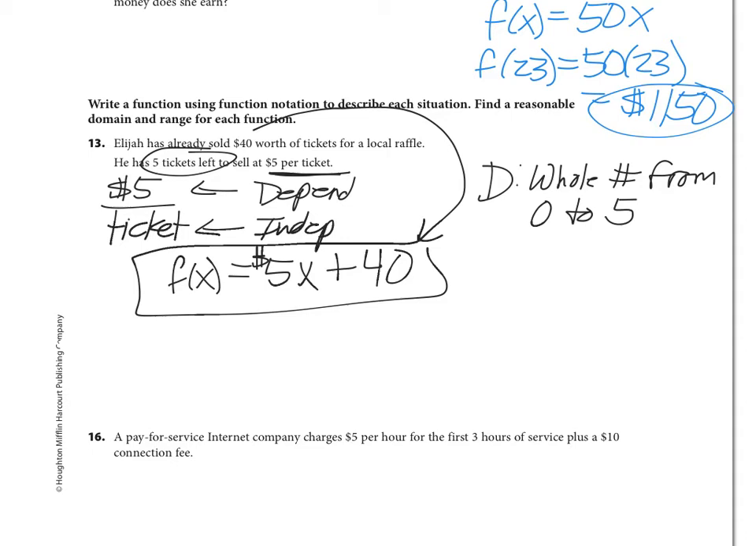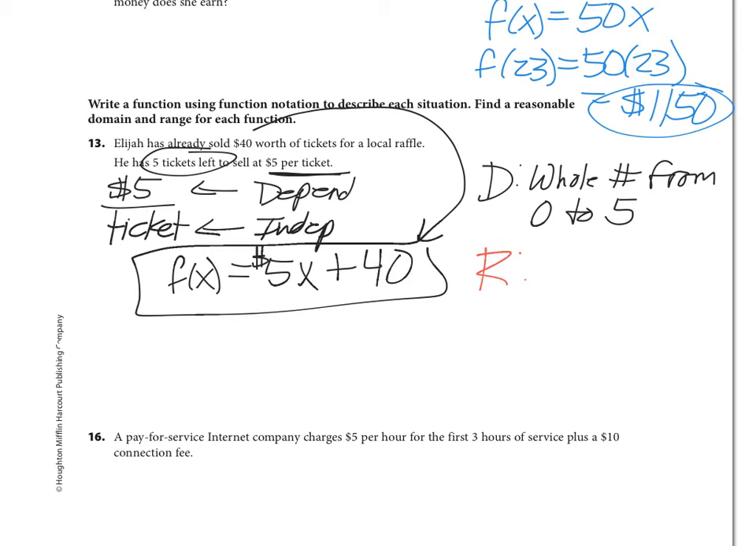Okay, now, what about our range? Well, our range is our y, what we get when we plug in. Now, if we don't sell any more tickets, if we sell 0 more tickets, so if this is 0, this goes away, so how much do we have? We have $40. So no matter what, we've already got $40. But let's say we sell all 5 tickets. So I put 5 in here. What's 5 times 5? 25. 25 plus 40 would be 65.